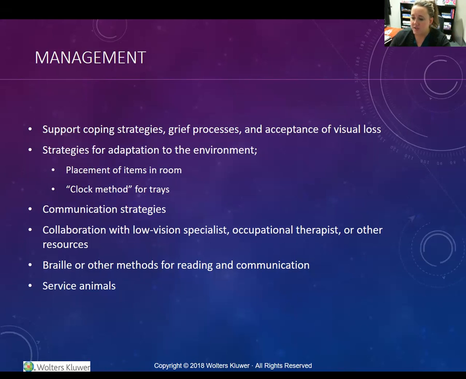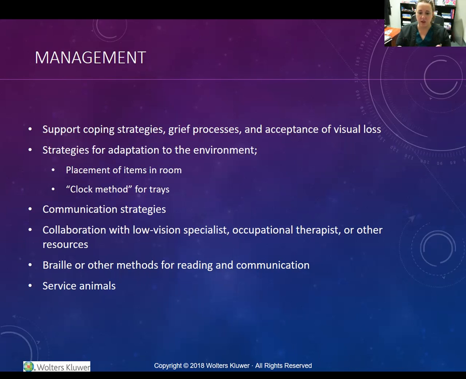And then we want to orient them to where things are in their environment. So if we take in a breakfast tray, we're going to set it down and tell them exactly where everything's at. We used to do this for my grandma too. She would get her food, and we'd say, okay, your eggs are at 2 o'clock and your bacon's at 5 o'clock. She would take her hands and feel the outside of the plate, and she would know, because she's seen a clock face in her life.